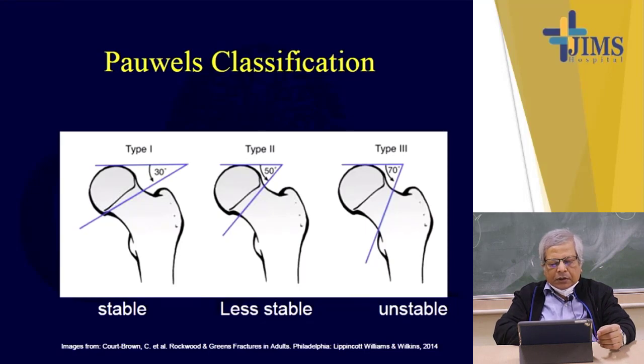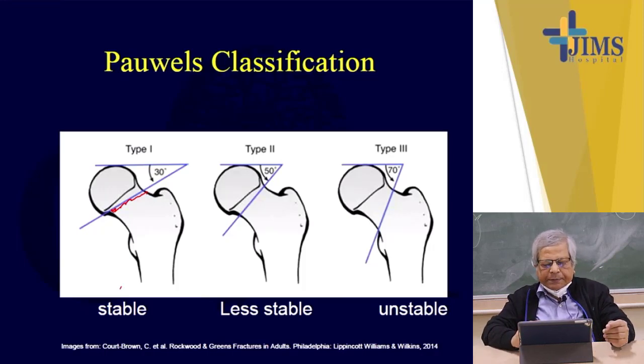If you draw a horizontal line on the top of the head and the line along the fracture line, if the angle is less than 30 degrees, then this is a stable fracture. As the patient tries to bear weight or even during muscle contractions, this fracture gets compressed. And this is type 2 if this horizontal line and the fracture line creates an angle of around 50 degrees. This is type 2. This is less stable.